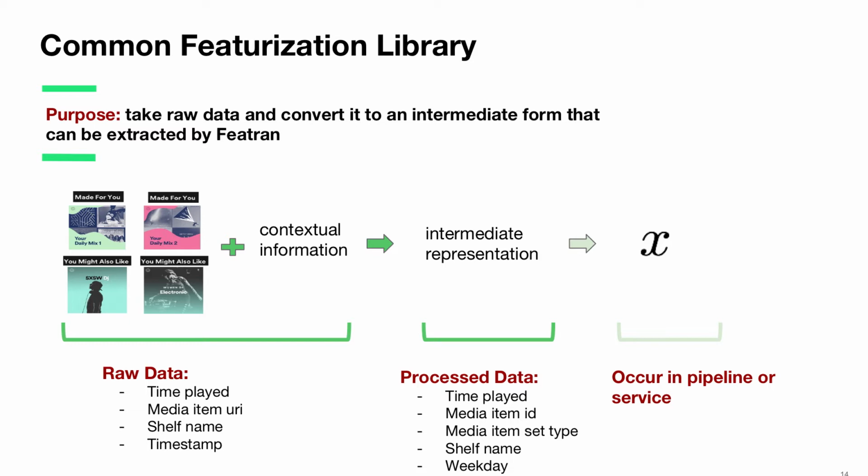Let's say our raw data contains the following: time played, media item URI, shelf name, and timestamp. Our intermediate representation, denoted by process data, has time played, media item ID, media item set type, shelf name, and weekday. Going from raw data to process data highlights that all the data pre-processing and cleaning happens within this common featurization library.